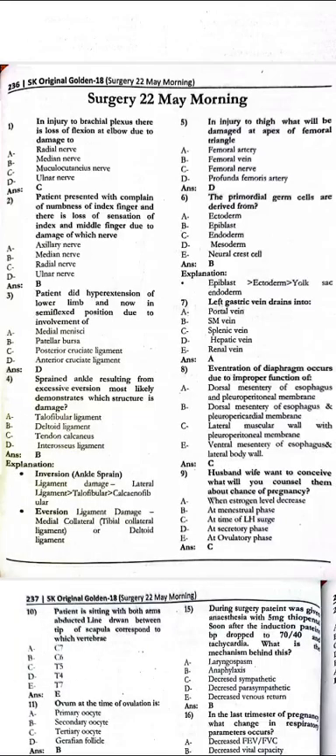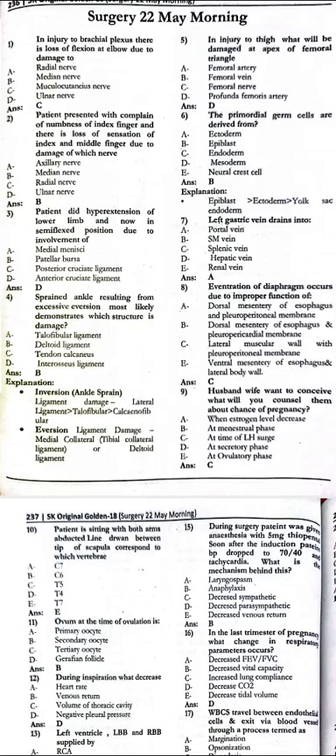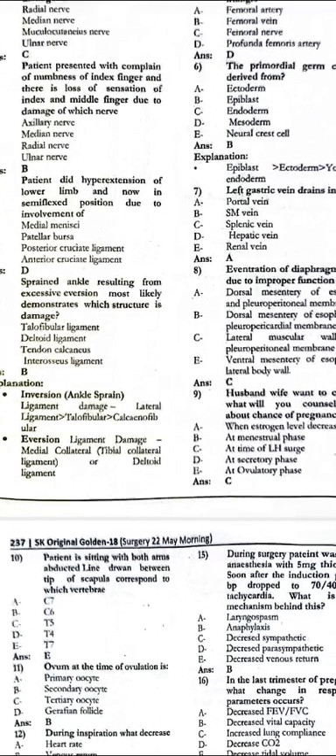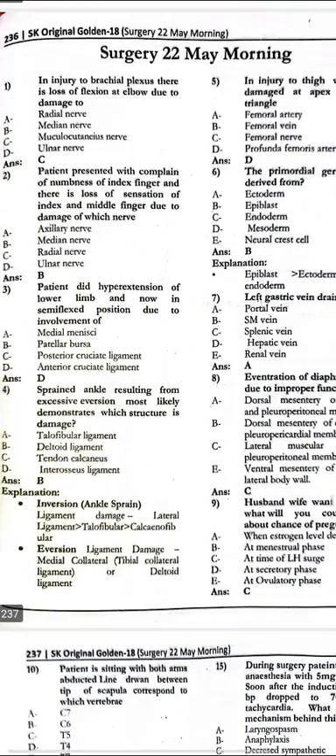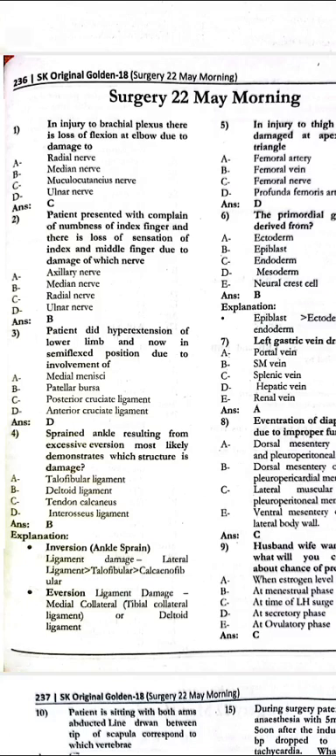So in today's video I'm going to go through the surgery 22nd May morning paper. Question number 1: in injury to the brachial plexus there is a loss of flexion at the elbow due to damage of the musculocutaneous nerve. The patient presented with the complaint of numbness of the index finger, and there is a loss of sensation of the index and the middle finger due to damage of the median nerve.